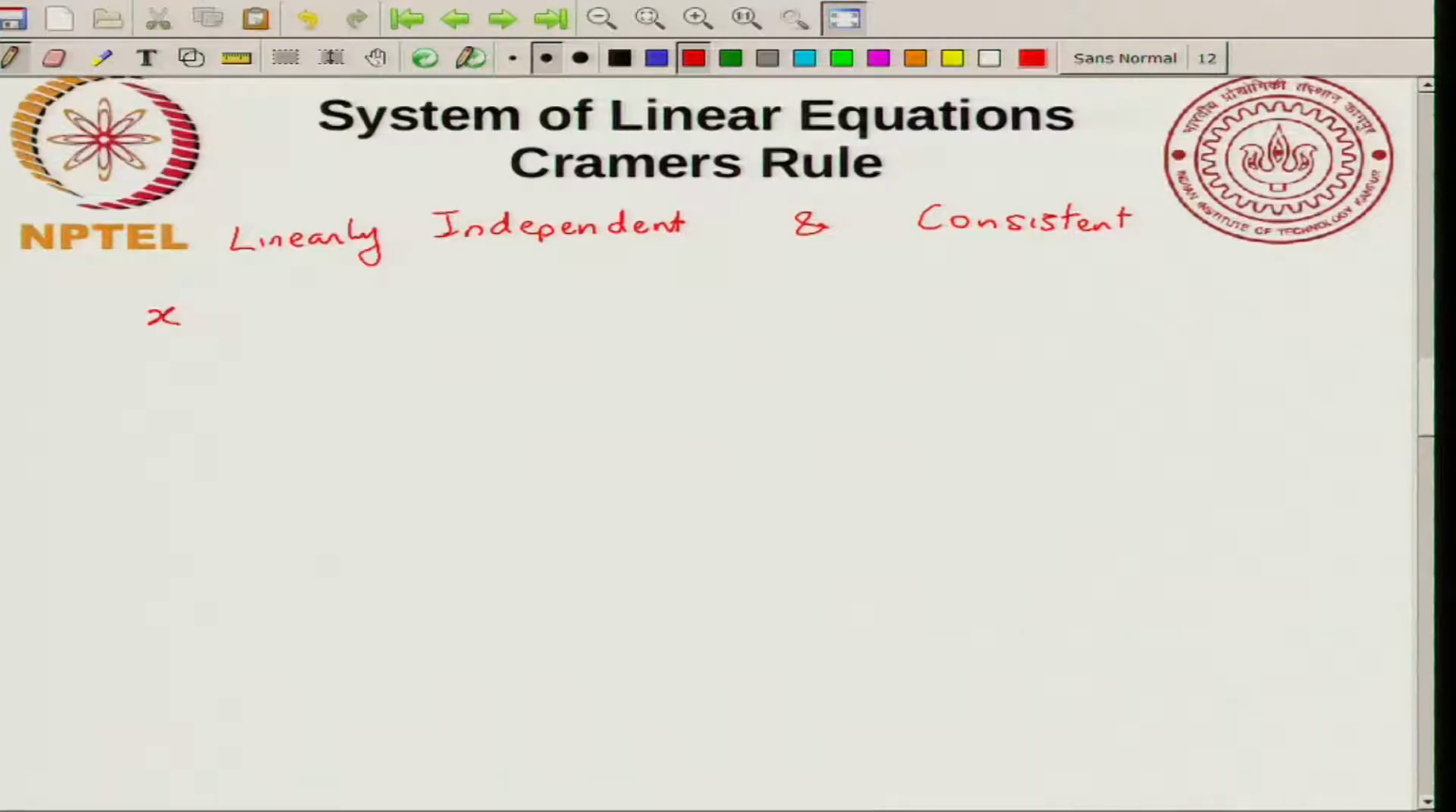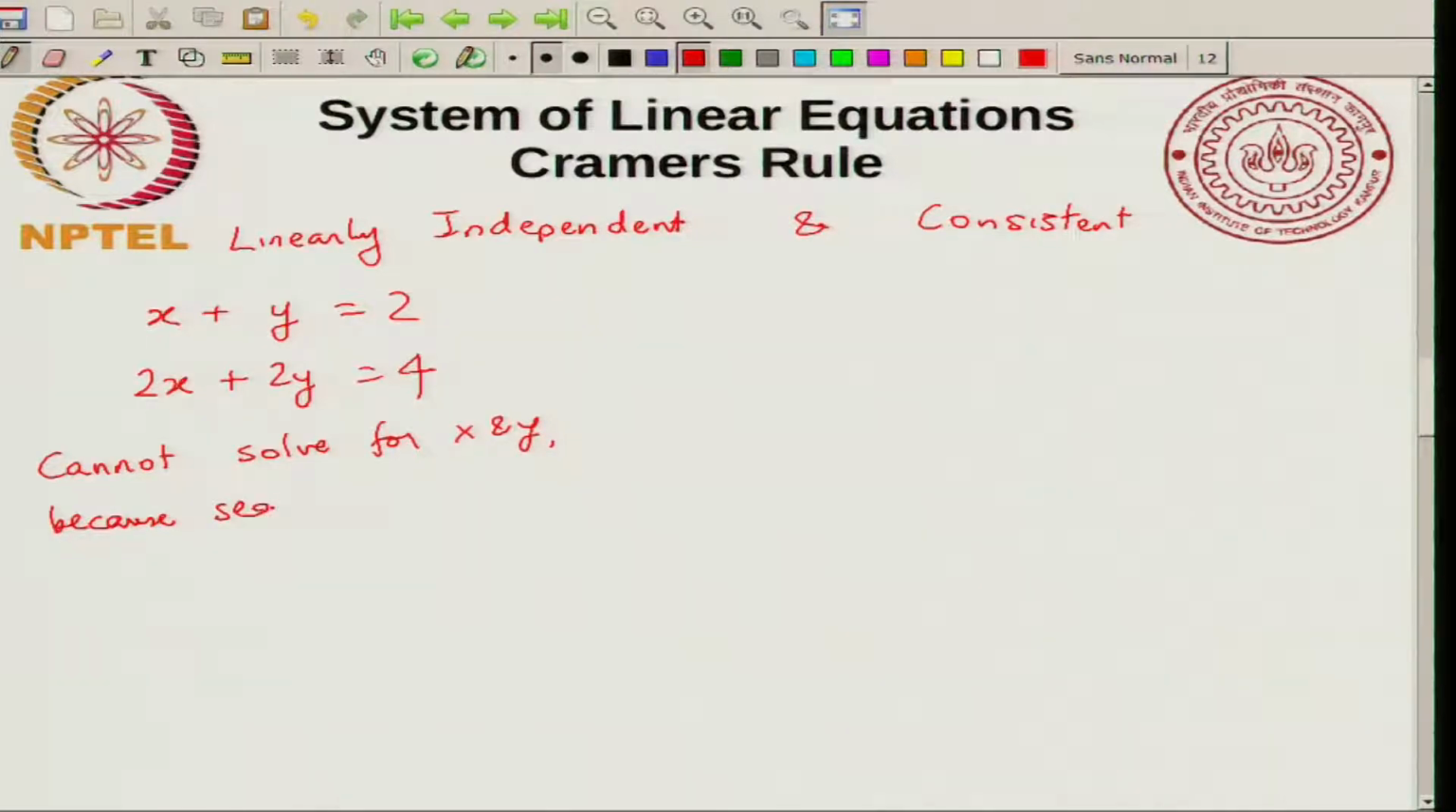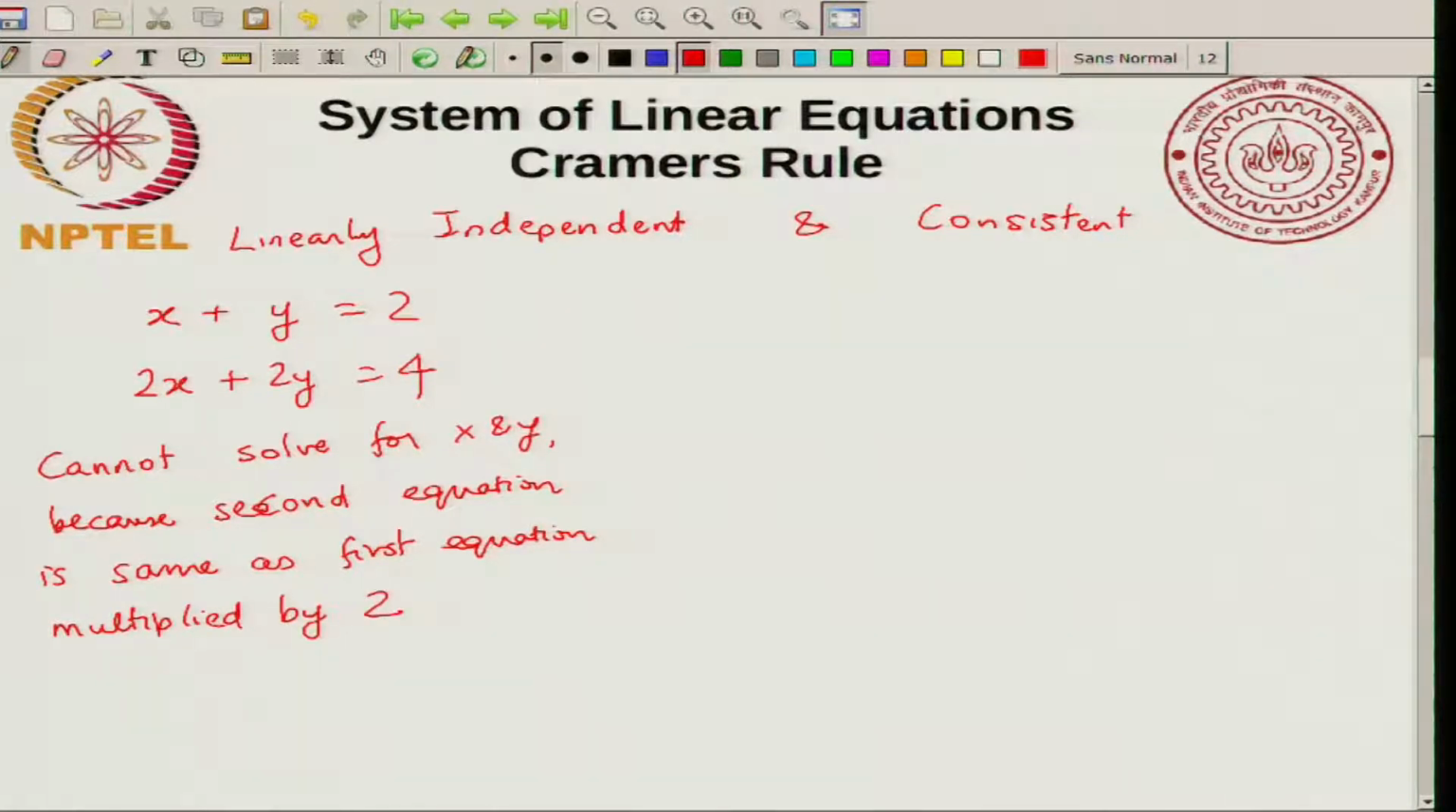So, suppose I have x plus y equal to 2 as my first equation. My second equation is 2x plus 2y equal to 4. Okay, so, I have two equations and two unknowns. However, can you solve for x and y? The answer is no, you cannot solve for x and y, because the second equation is the same as the first equation. If you just divide by 2, it is the first equation multiplied by 2. Okay. This is a simple example I did for two equations and two unknowns.